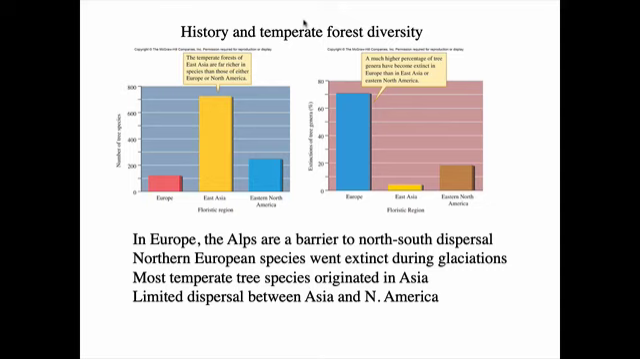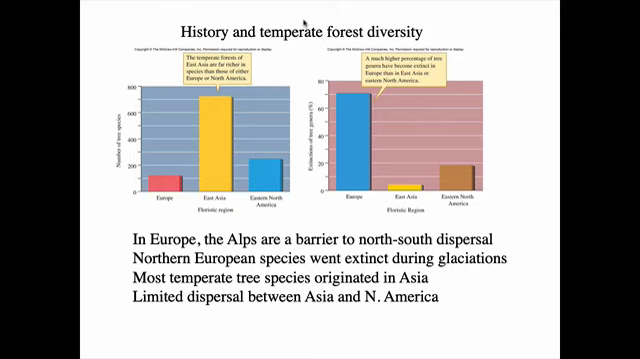Why is that? Well, there aren't that many east-west trending mountain ranges in the world. Most of them are north-south. The Alps are a big exception. When you get glaciations in the Alps, you cut off the northern deciduous forest from southern forests. And as the ice advances, it drives all those species extinct. That's not so true in East Asia, where most of the mountain ranges are north-south, or in North America, where the mountain ranges are north-south.